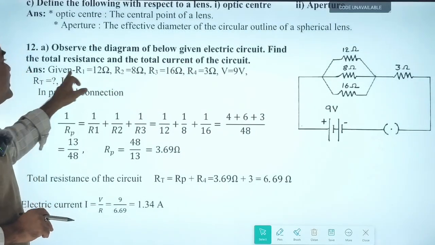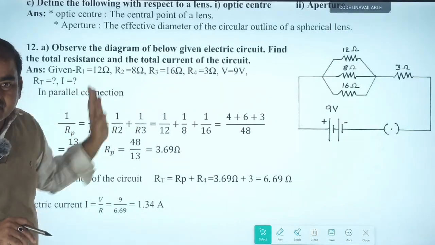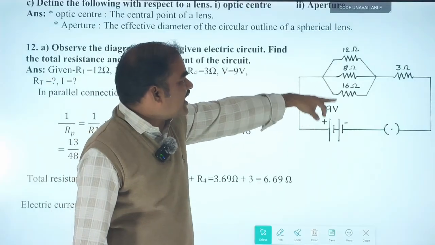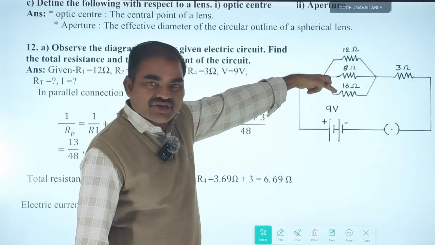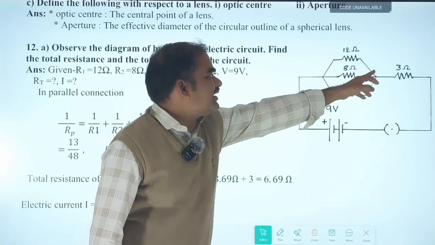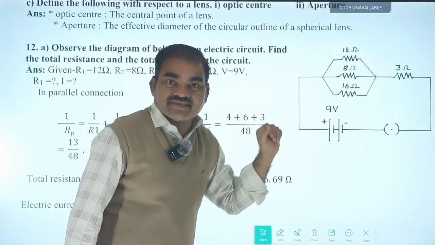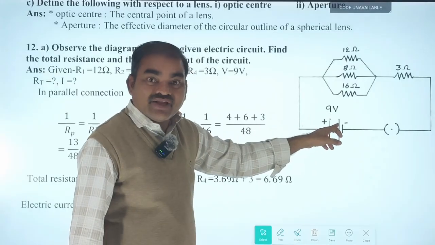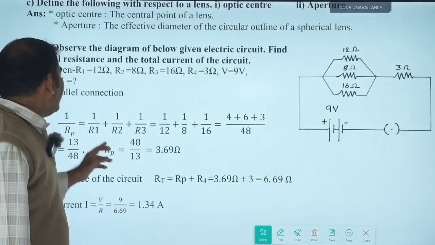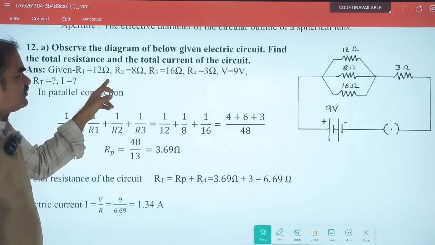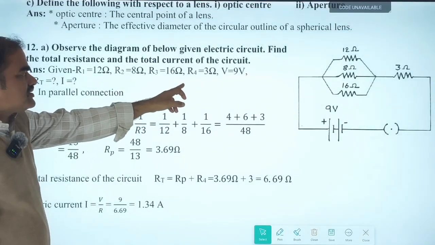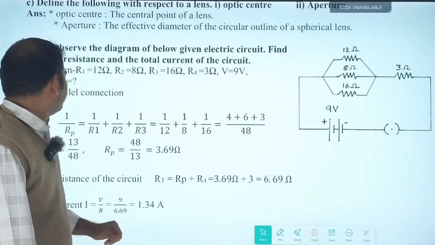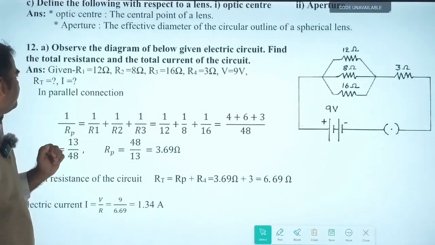Next one, observe the diagram given below, an electric circuit. Find the total resistance and total current in the circuit. Three resistors are in parallel: 12 ohm, 8 ohm and 16 ohm, and again a 3 ohm resistor is connected in series, with 9 volt. Given R1 is 12 ohm, R2 is 8 ohm, R3 is 16 ohm, and R4 is 3 ohm. Voltage is 9 volt.